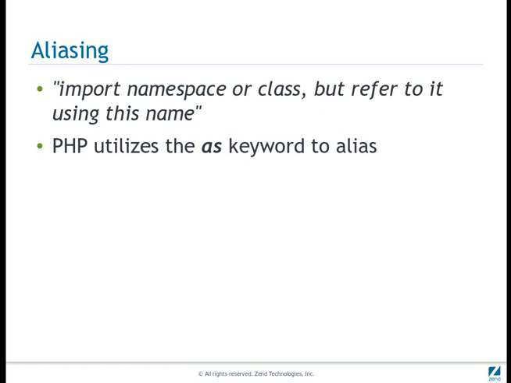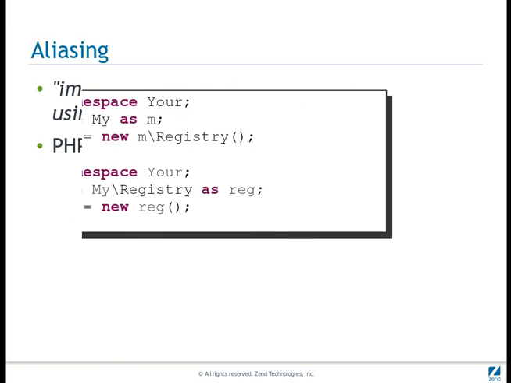Now we can make it even more interesting using a feature called aliasing. With aliasing, you're going to import a namespace or a class, but you're going to refer to it using a different name. To do this, we utilize the as keyword. So in namespace your, we're going to use my as m. So now we can say new m\registry. Or use my registry as reg. So I can now say $r equals new reg. That's pretty nice. It's not a great example, but it gives you an idea of what you're able to do.